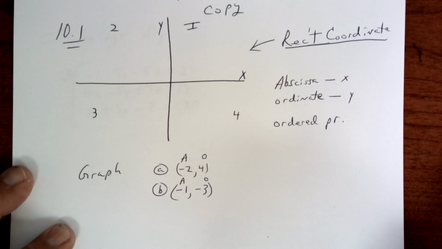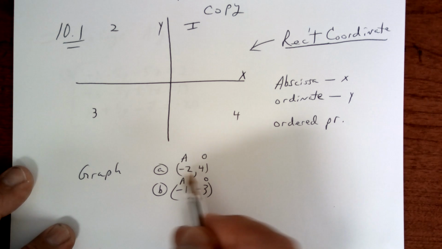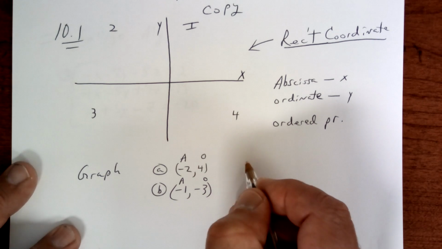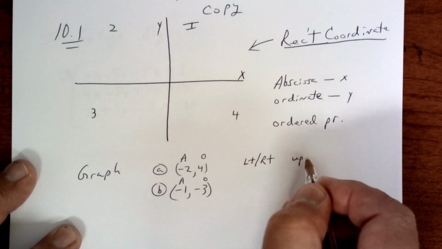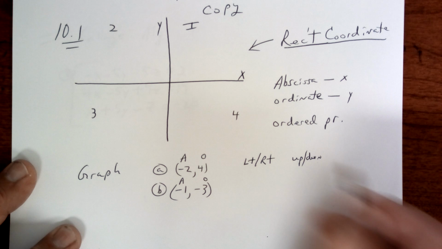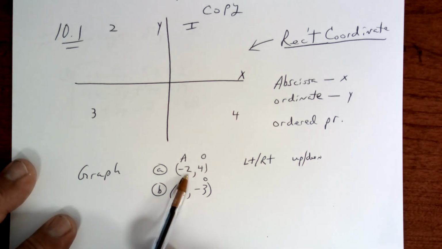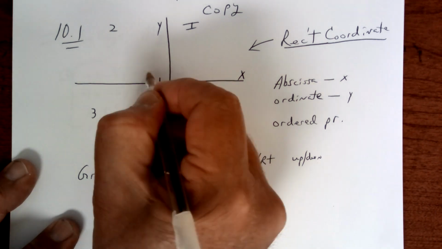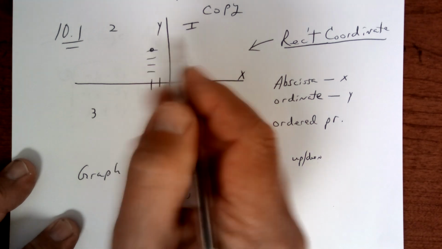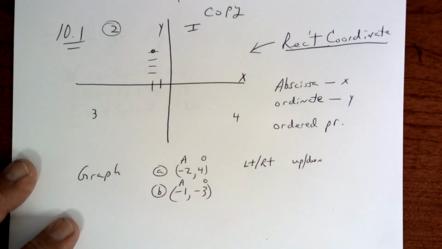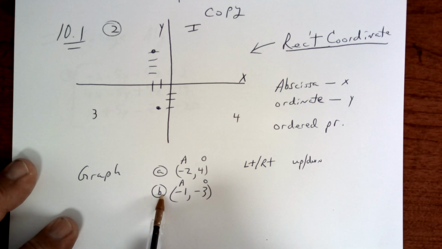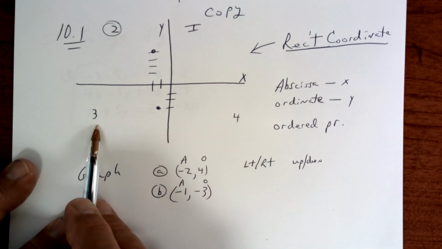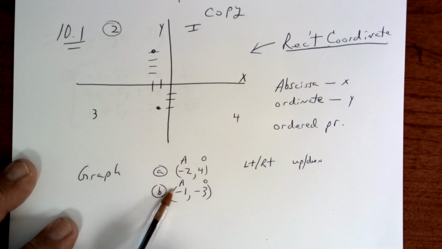Okay, so graph them. You start at the origin. Negative 2, you go left and right first. So left or right, and then you go up or down. Okay, write that down. So here you're going to go negative 2 to the left, and then up 4. That is in quadrant 2. This one is negative 1, and then down 3. Okay? And that is in quadrant 3. Okay, again, abscissa, ordinate. All right, let's go on.